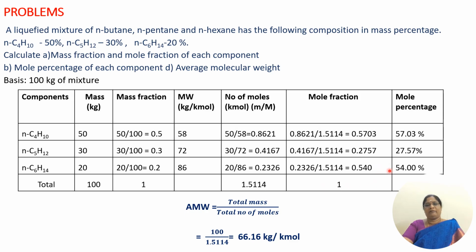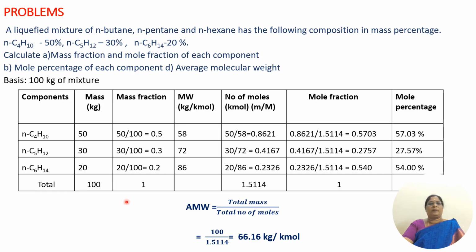Now when we total all of these, it will be equal to 100%. Next, let us calculate the average molecular weight. Average molecular weight is total mass divided by total number of moles. Total mass is 100 and total number of moles is 1.5114. That is equal to 66.16 kg per kilomole.